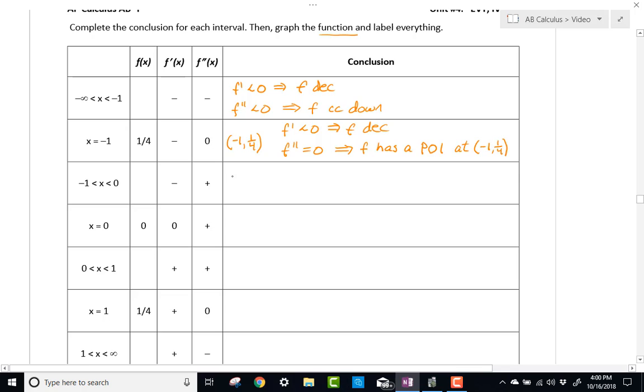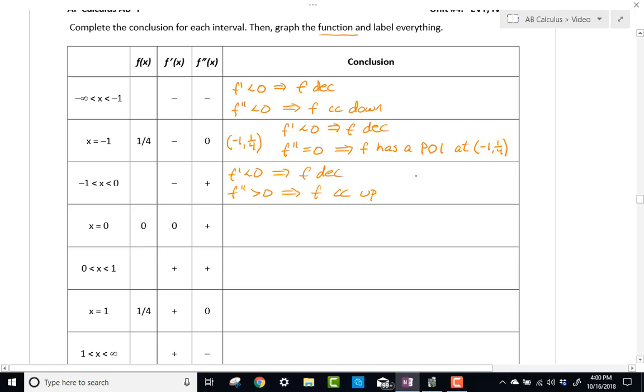All right, let's keep going. F prime is still negative, so f prime is less than 0. That implies that f is still decreasing. F double prime goes to positive now, so f double prime is greater than 0. That implies that we did change concavity, so f is concave up, which makes sense because we have a point of inflection at negative 1, 1/4. So a point of inflection is where we change concavity.